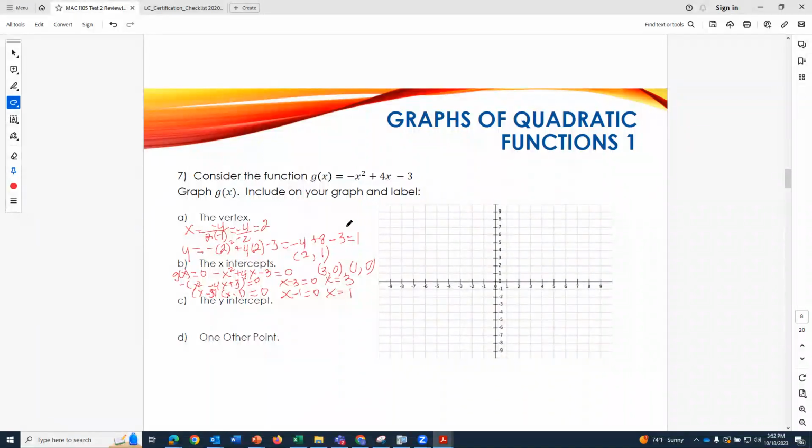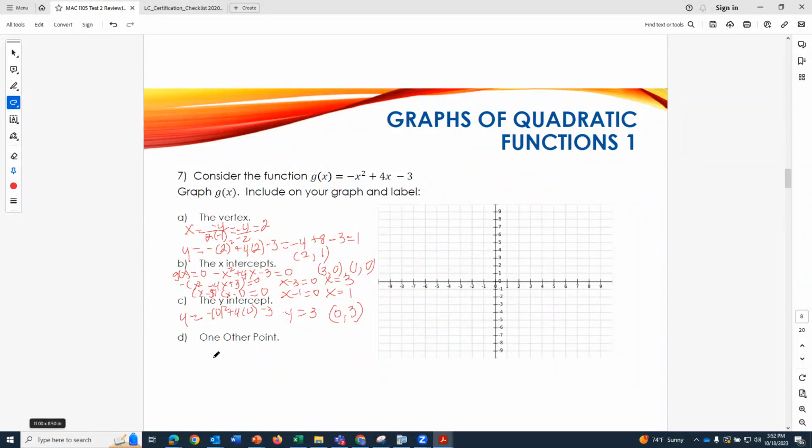The y-intercept, you just put x equals 0. That means y will be negative 0 squared plus 4 times 0 minus 3, and that makes y equals negative 3. And the y-intercept will be 0, negative 3.